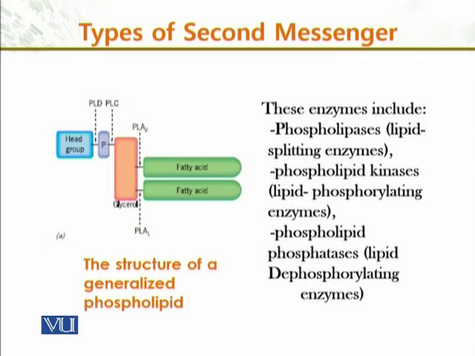For example, you can see there are fatty acids, and the structure of generalized phospholipids is fatty acid, which is phosphorylated, and then it is going to make a change.